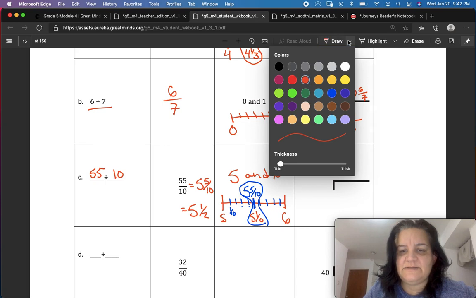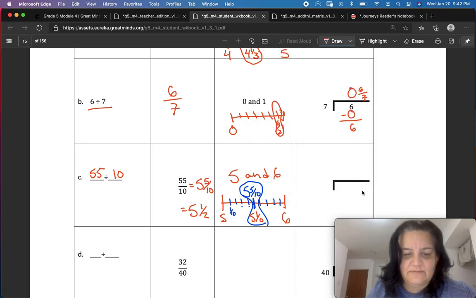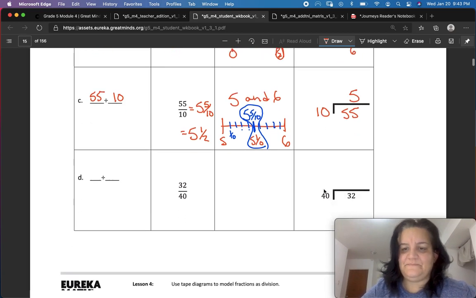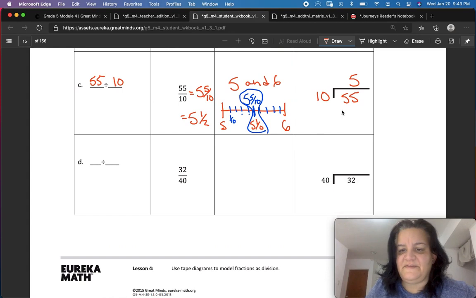Now, is that the color I was using? Yes. Now we're going to do the long division, which is 55 divided by 10. So 10 goes into 55 5 times. 5 times 10 is 50.